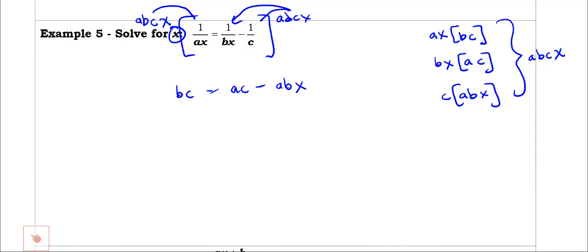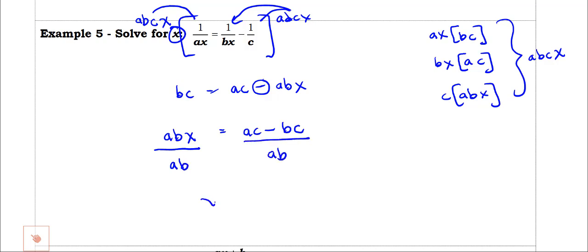So then I'm going to be weird. I'm going to move the ABX to the left to make it positive. And I'm going to move the BC to the right. How do I get X by itself? Divide by AB. And you are basically done. You can stop, you're done, you're done, you're done.